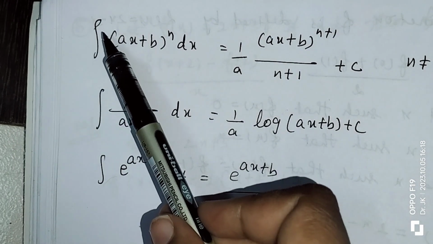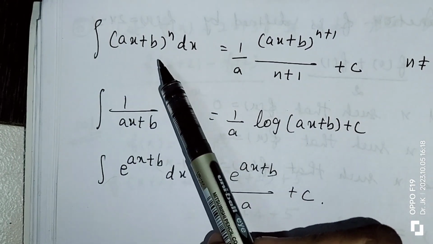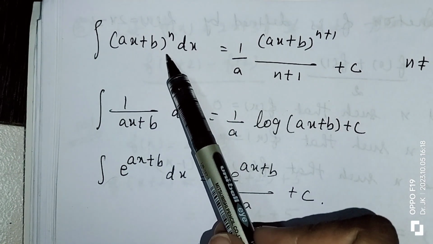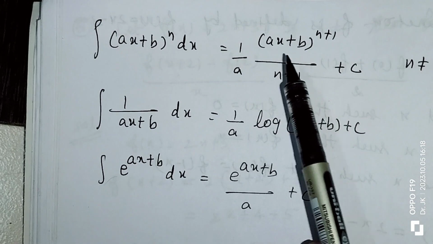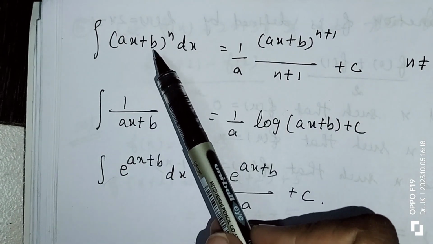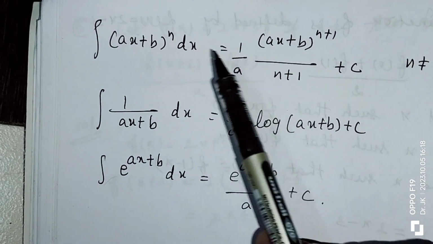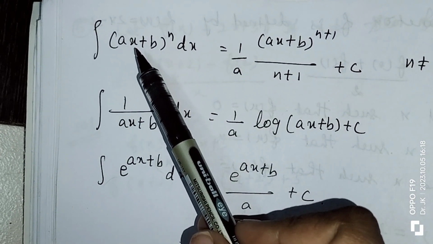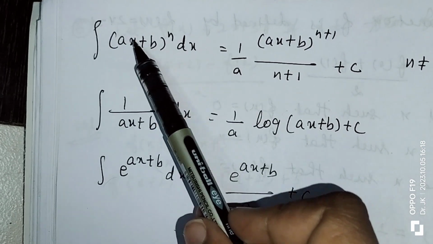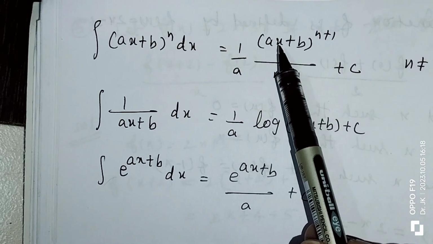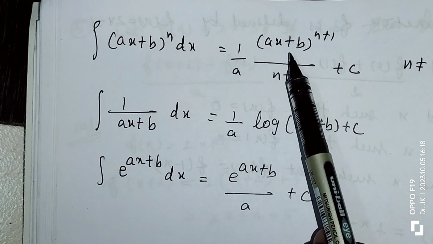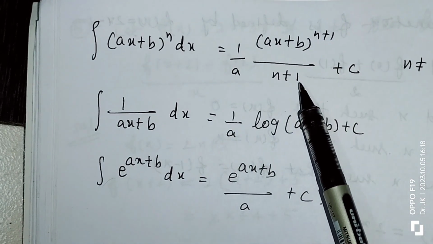That is, the first one, integral ax plus b whole power n dx is equal to, you just consider this one as x. Already we derived that formula, but if it is integral ax plus b whole power n dx, you just apply the simple formula for x power n. That is, x power n means x power n plus 1 by n plus 1. So you can write ax plus b the whole power n plus 1 by n plus 1.